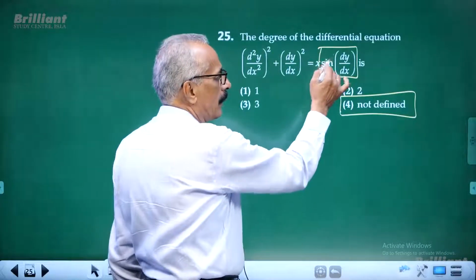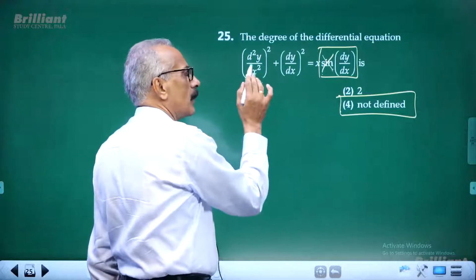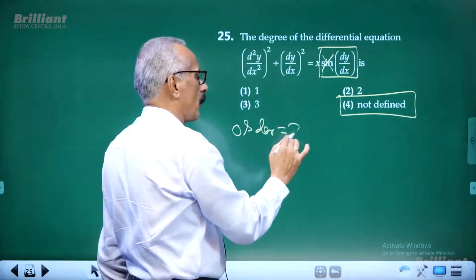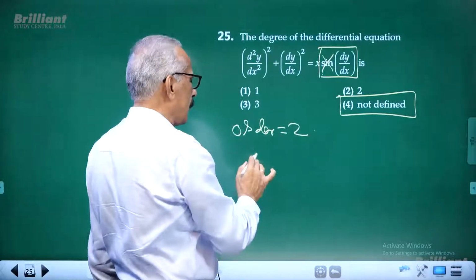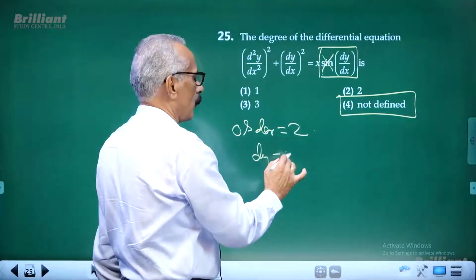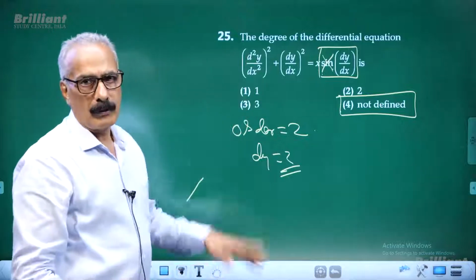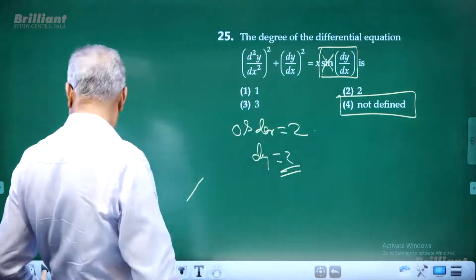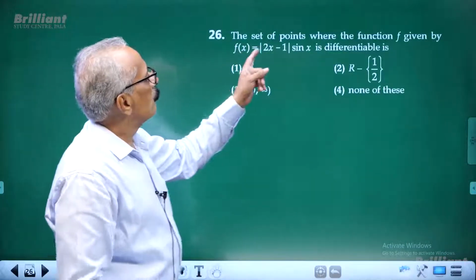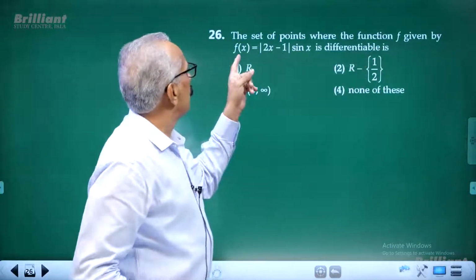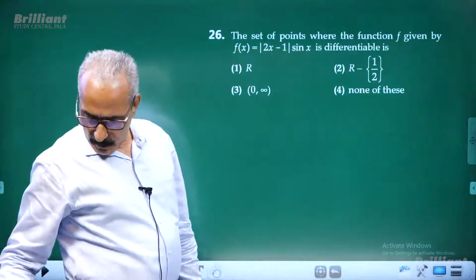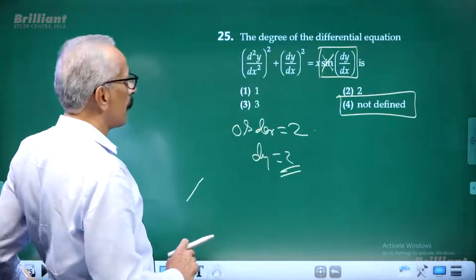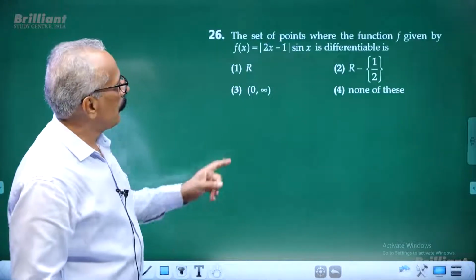എന്നാൽ ഈ സൈൻ ഇവിടെ ഇല്ല, വെറും dy/dx ആയിരുന്നുണ്ടെങ്കിൽ ഡിഗ്രി ഉണ്ട്, ഓർഡർ ഉണ്ട്. ഓർഡർ ഈസ് ദ ഓർഡർ ഓഫ് ദ ഹയസ്റ്റ് ഓർഡർ ഡെറിവേറ്റീവ്. ഓർഡർ 2 ആണ്. ഈ സൈൻ ഇല്ലെങ്കിൽ ഡിഗ്രി വിൽ ബി ഈക്വൽ ടു 2 ആയേനെ. ഓക്കെ. The set of points where this function f is given by 26. So 25 means all right. Answer is 4. Okay. 25 answer is 4. Right. 25 means all right.